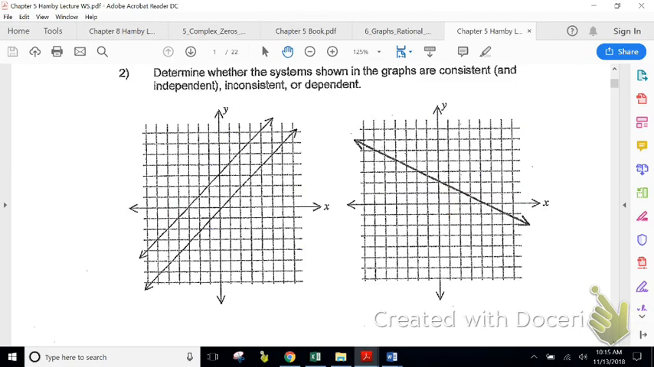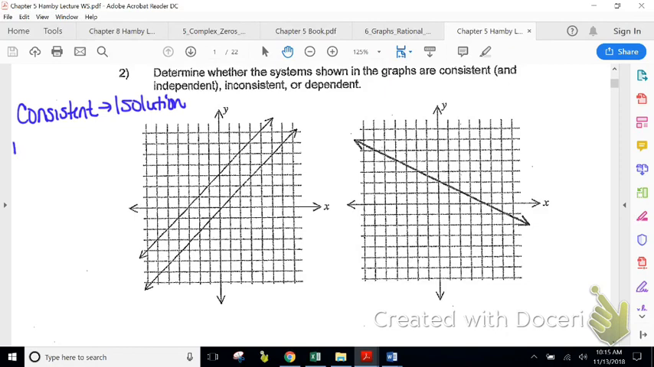All right, so for number 2, it tells us to determine whether the systems shown in the graphs are consistent and independent, inconsistent, or dependent. Well, let's talk about what that means. What is consistent? Consistent is if it has one solution. So, like number 1 was consistent. It had one solution, the ordered pair 2, 2.